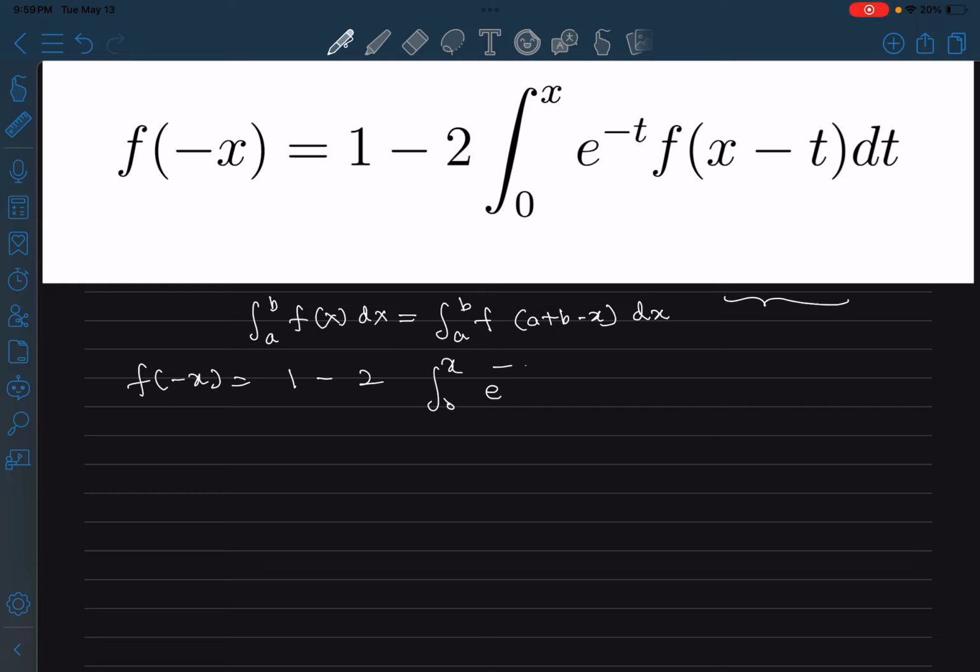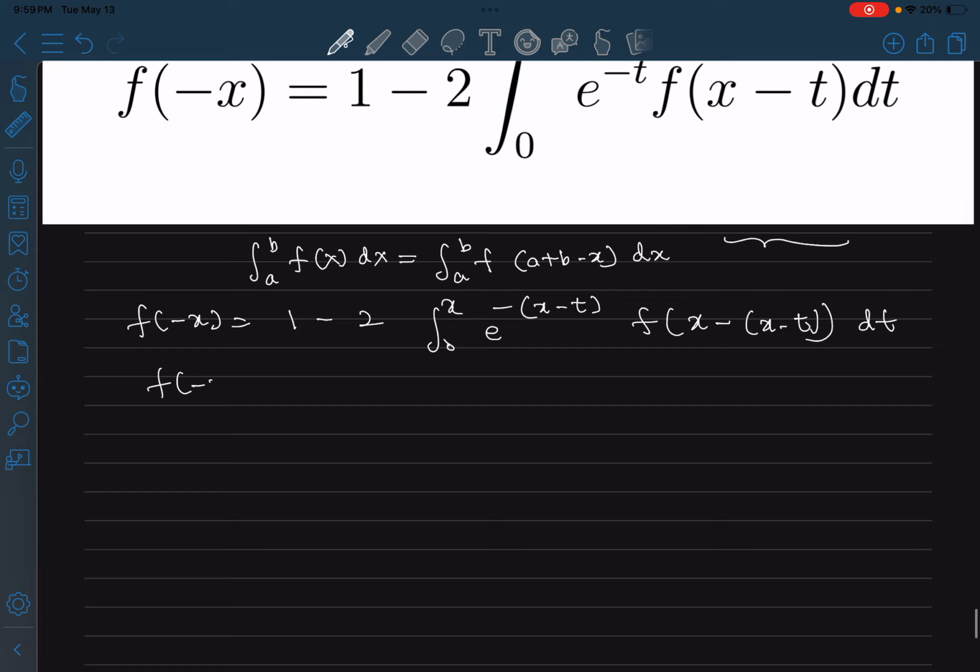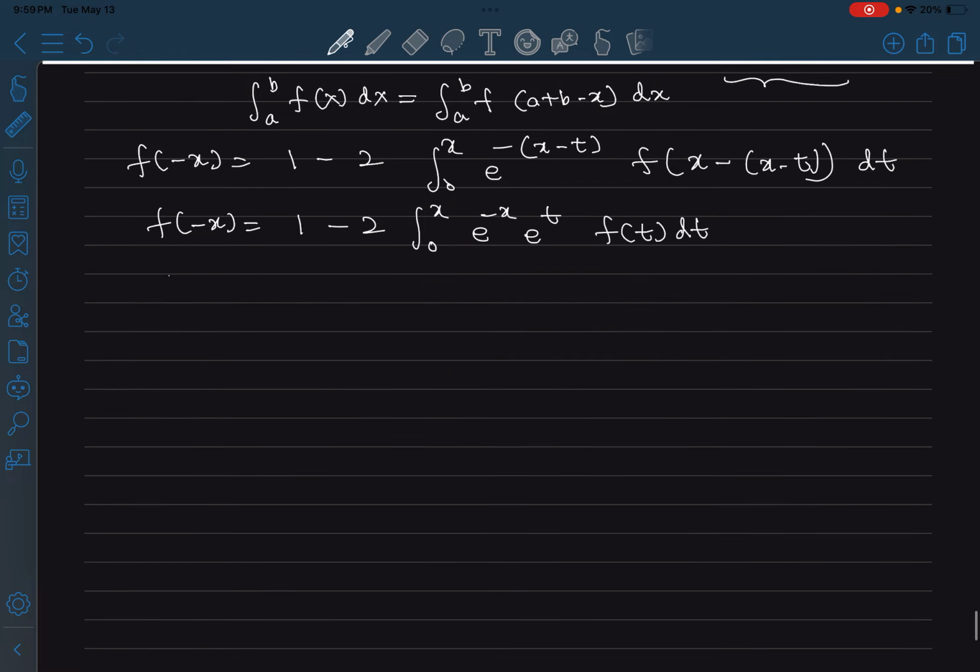Because now I can write x plus 0 minus t over here. And this simplifies a lot, because now this is x minus t, so x cancels out and it just becomes f of t. So f of minus x now becomes 1 minus 2 integral from 0 to x of e to the power minus x, e to the power t, and then f of t dt. So we have f of minus x equals 1 minus 2 e to the power minus x times the integral from 0 to x of e to the power t f of t dt, right?